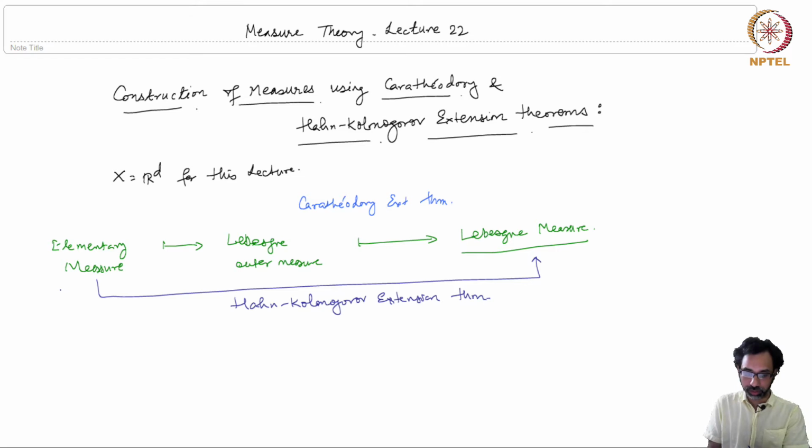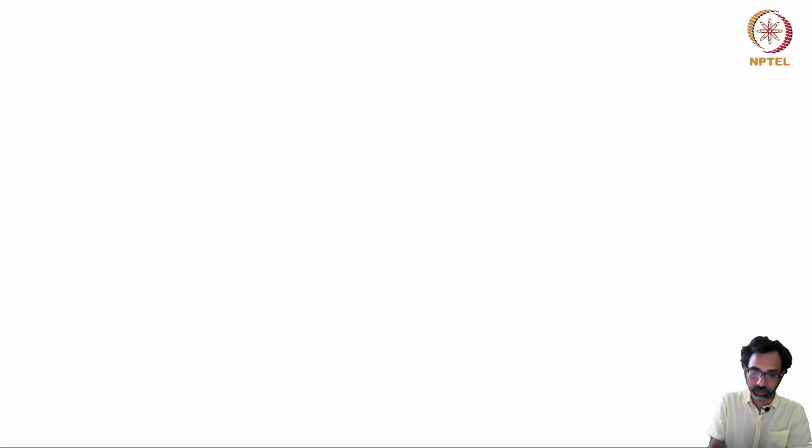So in this claim it is implicit that the elementary measure should be a pre-measure. This should be a pre-measure on a Boolean algebra, and the Boolean algebra we will take is the elementary algebra. So if we prove that the elementary measure is a pre-measure on the elementary algebra, then using the Hahn Kolmogorov extension theorem, it's not difficult to show that one gets exactly the Lebesgue measure when you apply the Hahn Kolmogorov extension theorem.